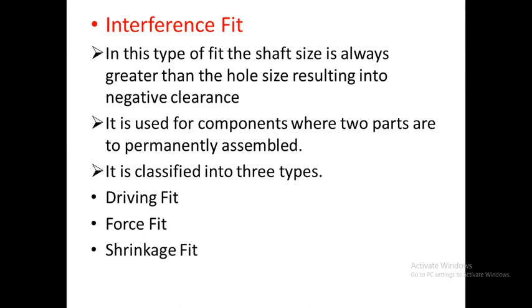Now the next fit is interference fit. To obtain interference fit, the size of the shaft should always be greater than the size of the hole. So when the size of the shaft is greater than the size of the hole, a negative clearance will result between the two mating parts and the resulting fit will be an interference fit. It is used for components where two parts are to be permanently assembled. So interference fit is desired where permanent assembly has to be made. That is, there should be no relative motion between the two mating parts. So wherever a permanent assembly is required, the type of fit to be used should be interference fit.